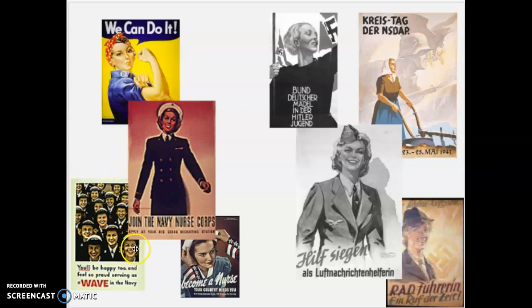They actually all didn't get recognized until pretty recently. There was a Women's War Memorial that went up in the 90s, but most people didn't really notice that they had done a lot of work.